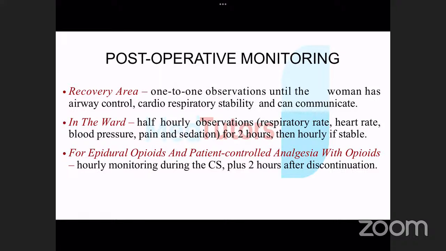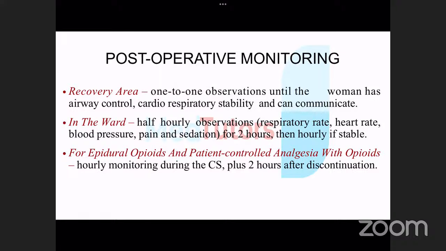In the ward, the woman should be observed every 30 minutes: the respiratory rate, the heart rate, the blood pressure, the pain and sedation should be observed every 30 minutes for the first 2 hours, then hourly if she's stable. So it means if you are doing every 30 minutes in the first 2 hours, you're going to record these things 4 times.